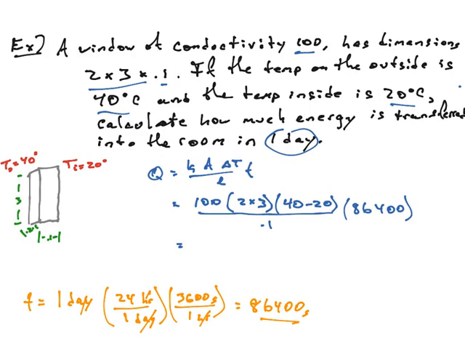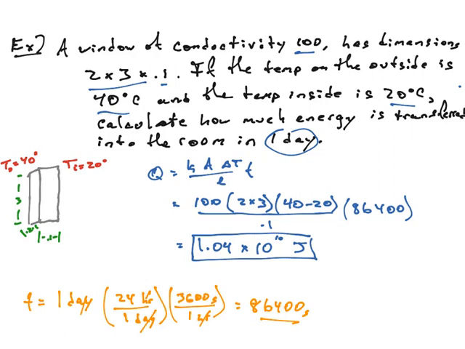Again, I plug all this stuff in. And I get a really big number, 1.04 times 10 to the 10 joules. Too many decimal places, I had to use scientific notation. But there we go. So, for a window of this size, on a nice hot summer day, it would let in all of this energy.